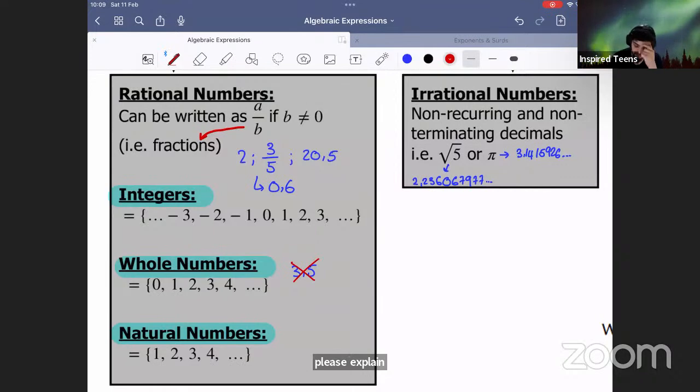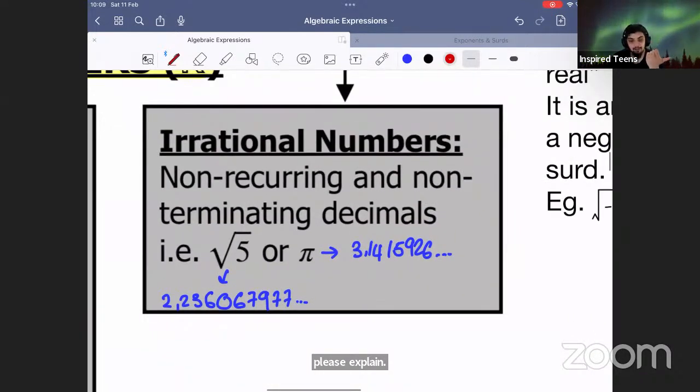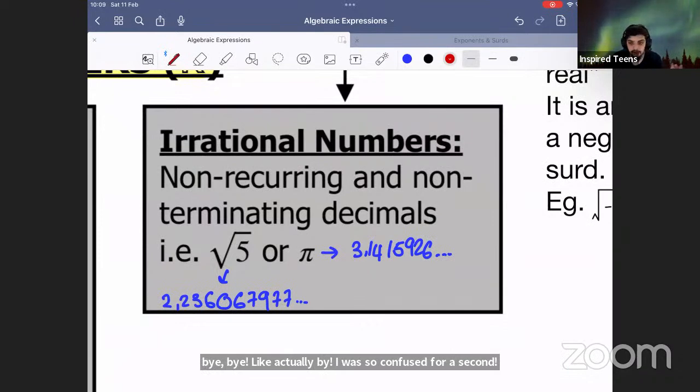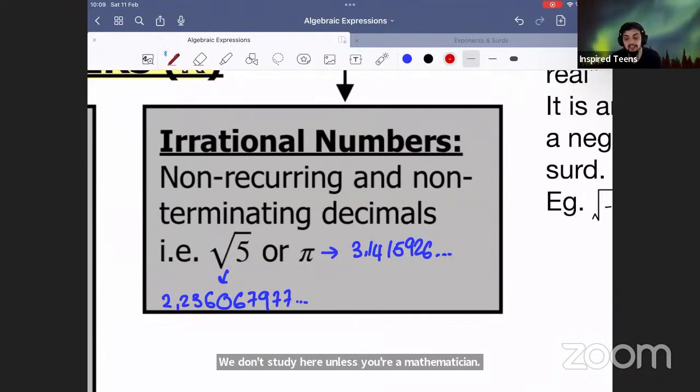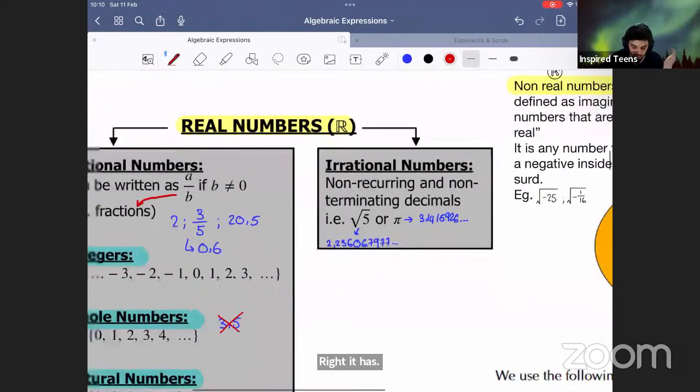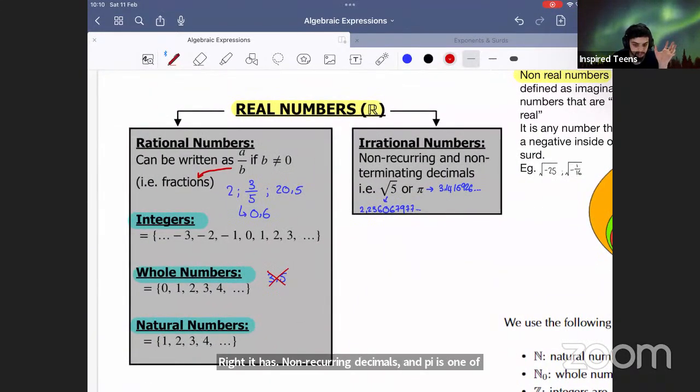Oh, pi, like actually pi. I was so confused for a second. So pi is a number. It's a ratio created by some genius. We don't really care unless you're a mathematician, but pi is a value found on your calculator, a ratio created, 22/7, and it's a ratio that gives you decimals. The value for pi is 3.14159264 and so on. It has non-recurring decimals, and pi is one of those irrational numbers that are non-recurring. Hope that makes sense.